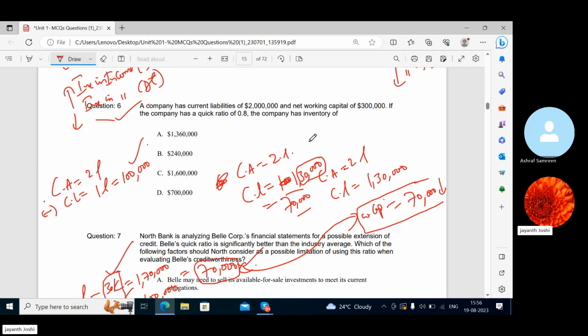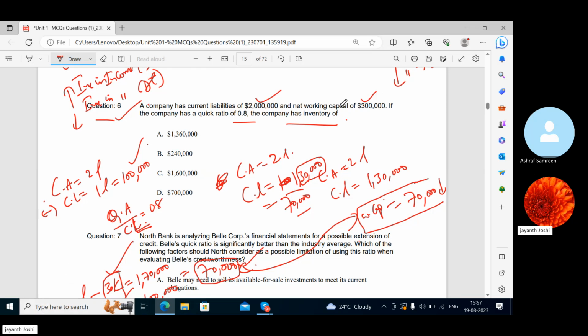They're asking the inventory balance. So quick ratio is 0.8. I'm saying quick assets by current liabilities is 0.8. See, the company has current liabilities of this, so you can take that in the denominator. Working capital of 3 lakhs. And the company has a quick ratio of 0.8. Inventory, the company has inventory of dash, they're asking.